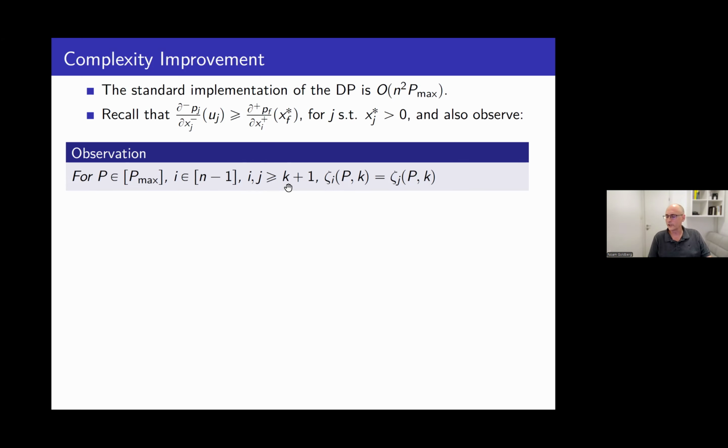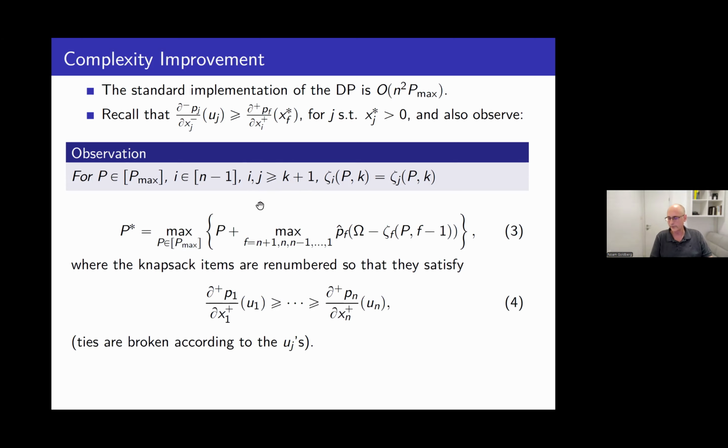Okay, and this observation on its own may not necessarily help, but combined with the previous observation about the derivatives, it does help. So the key thing is to re-index. Basically, we need to order the items by the directional derivative. We start from highest to lowest, so that we keep the potentially fractional items last.